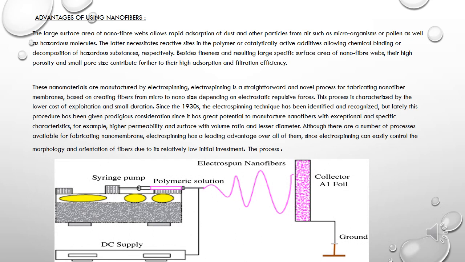Advantages of using nanofibers. The large surface area of nanofiber webs allows rapid absorption of dust and other particles from air, such as microorganisms or pollen, as well as hazardous molecules. The latter necessitate reactive sites in the polymer or catalytically active additives, allowing chemical binding or decomposition of hazardous substances, respectively. Besides fineness and the resulting large specific surface area of nanofiber webs, their high porosity and small pore size contribute further to their high absorption and filtration efficiency.